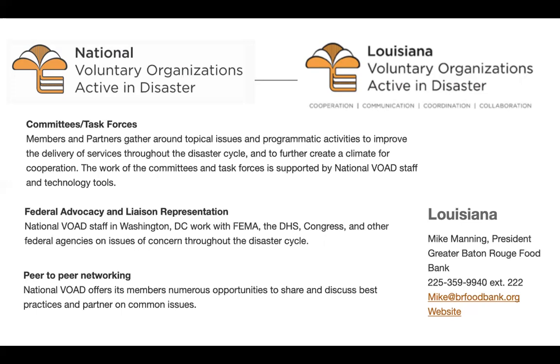I have worked a little bit with VOADs, and I have found them extremely productive and interesting, and they're very good at identifying blind spots, which is one of the biggest challenges, I think, to agencies who want to begin doing this work. There's federal advocacy and liaison representation. This is one of the most important parts of developing your response protocol: how can you liaise with local, federal governments, other agencies that are active.